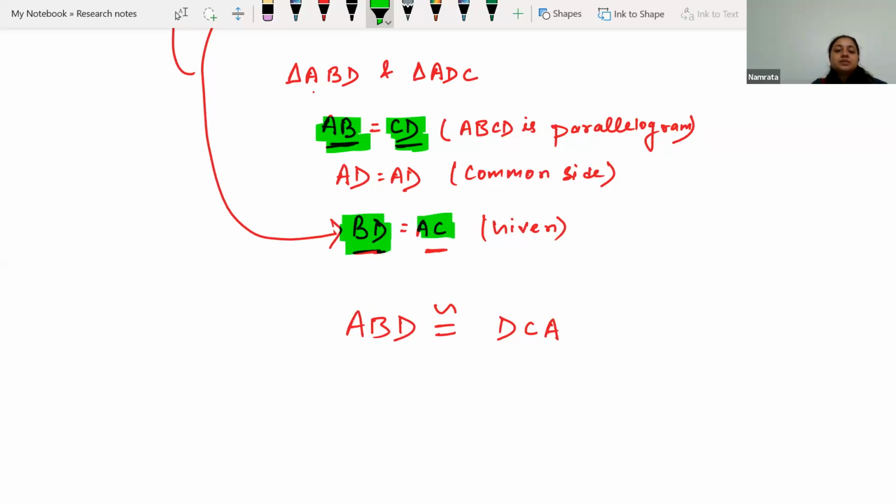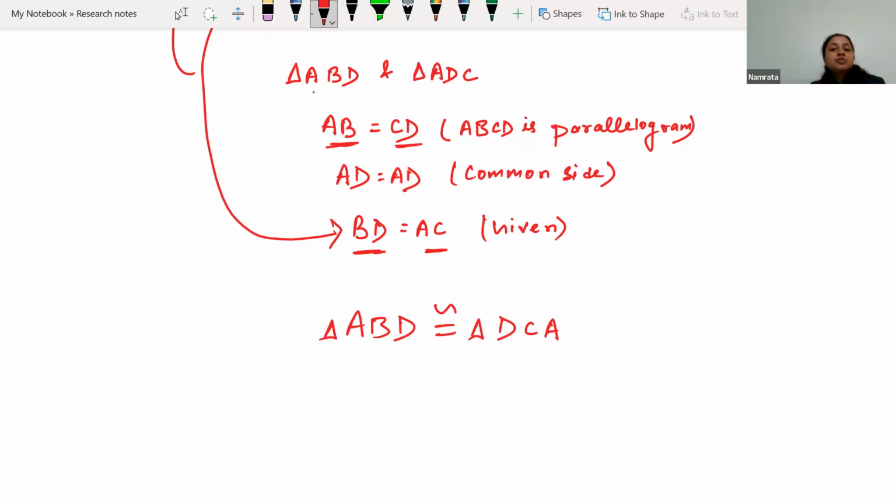BD is equal to AC. Your name of the triangle and my name can be here and there, but your triangle name must also follow this sequence: AB equals CD, AD, AD, BD, AC. This sequence must be followed in your name of the triangle also. So these two triangles are congruent with each other.